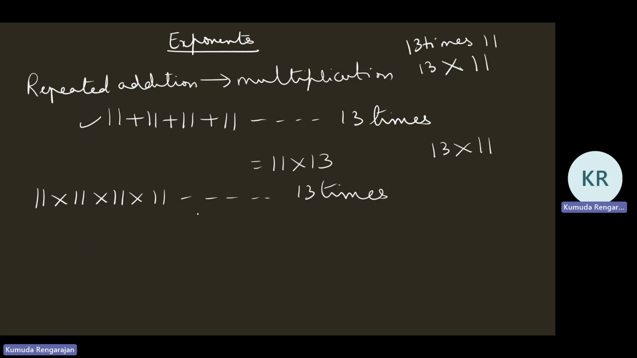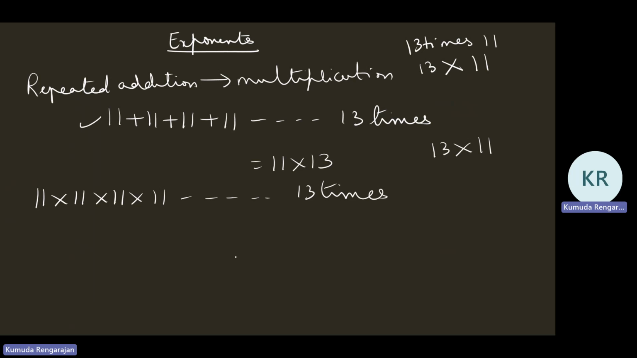Now the second one is not 13 times 11. The second one is 11 is multiplied with itself 13 times. If 11 is added to itself 13 times, it is 13 times 11. If 11 is multiplied with itself 13 times, it is 11 into 11 into 11, 13 times. Now, how do we express this? So this is expressed using exponents.